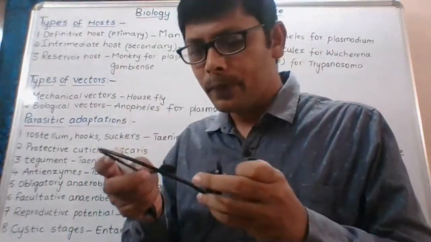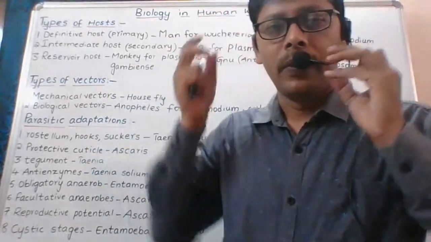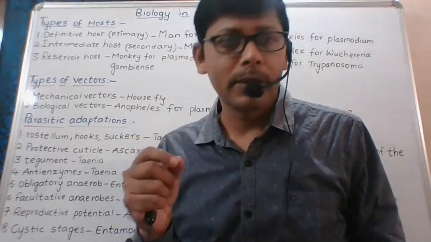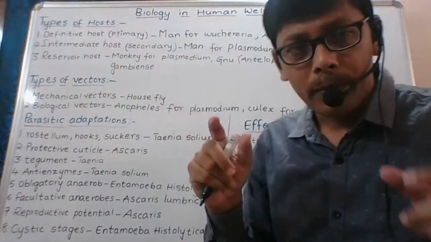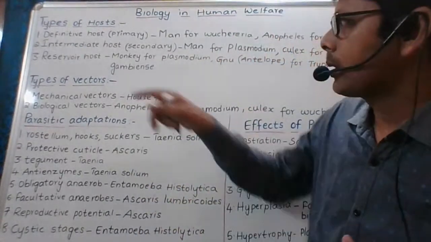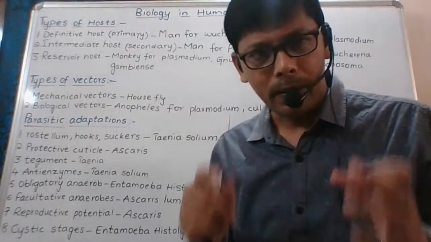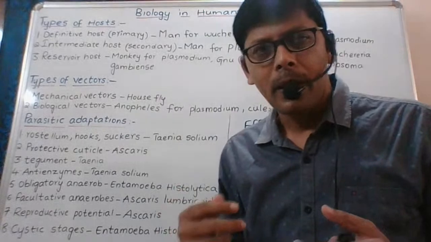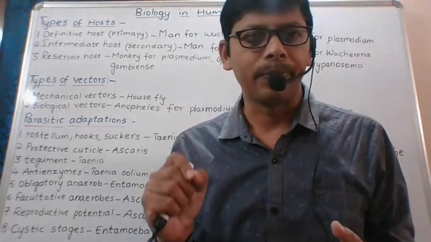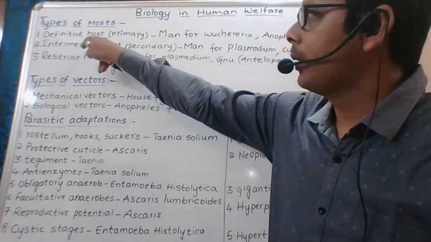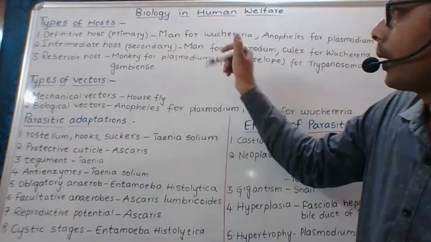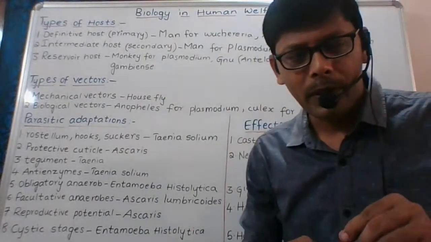The host which gives shelter to the mature stages or well-developed sexual stages is called a primary host. Or we can also define it another way: the host in which sexual reproduction of the parasite takes place is called the primary host or definitive host. For example, let us take the example of the Wuchereria bancrofti parasite.